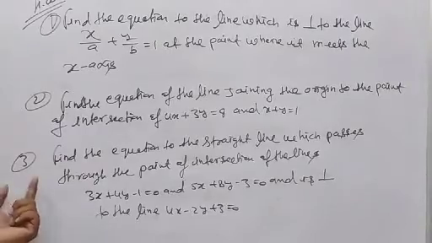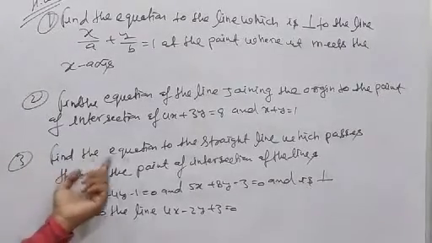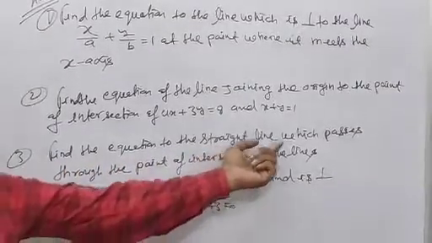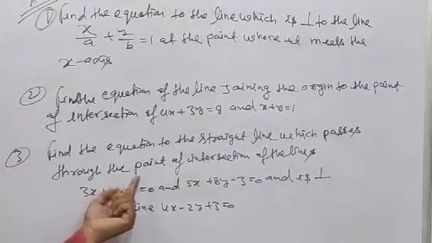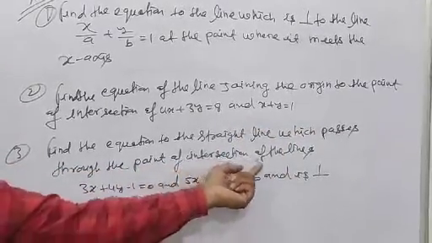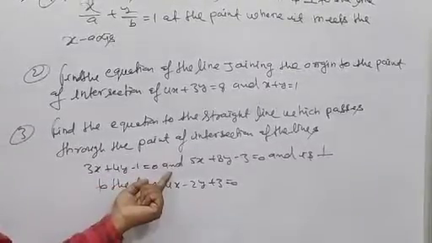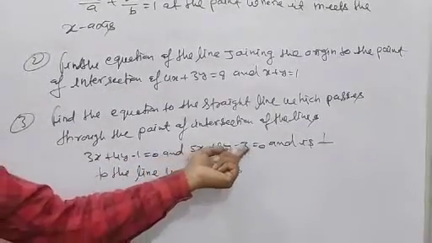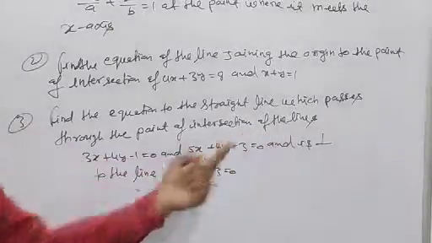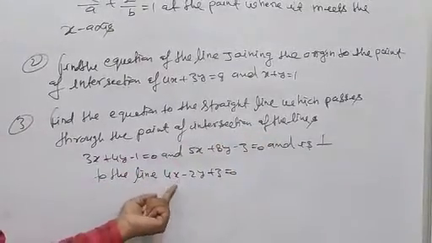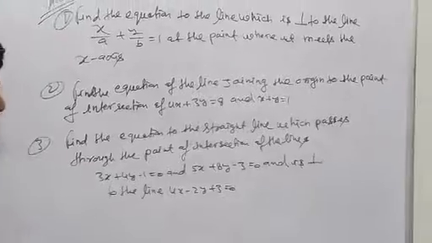Now question number 3 here. Find the equation to the straight line which passes through the point of intersection of the lines 3x plus 4y minus 1 is equal to 0 and 5x plus 8y minus 3 is equal to 0 and is perpendicular to the line 4x minus 2y plus 3 is equal to 0.